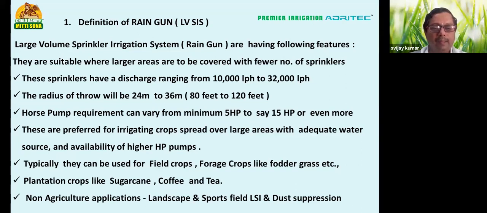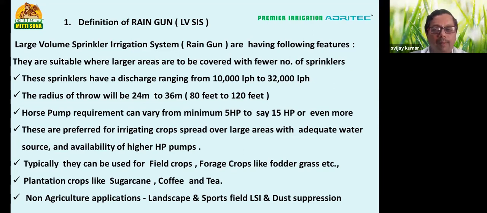Typically these rain guns have a discharge ranging from 10,000 liters per hour to 32,000 liters per hour for a single sprinkler. I have a bigger sprinkler over here, which will almost consume 32,000 liters. Because of this huge requirement, you need to have an adequate source of water. Also, because the radius will be very high, it will cover almost 24 to 36 meters, that is 80 to 120 feet. So one circle of a rain gun can possibly cover almost an acre or a little more than an acre of area.